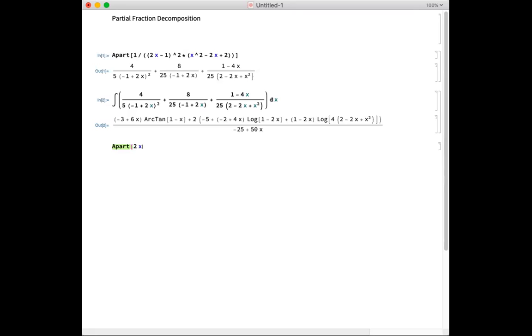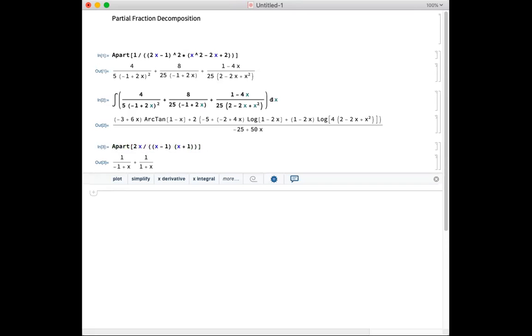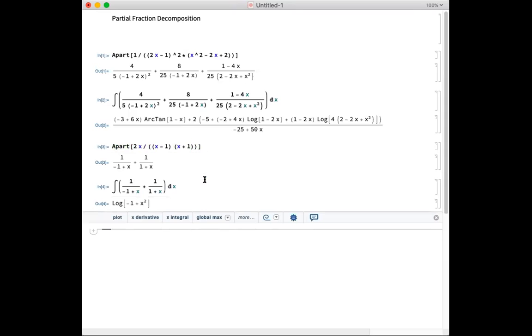So let's see if I want to do something, and I'm not even going to try to make this one necessarily difficult or non-difficult. I'll just do something with linear factors. 2x over x minus 1 times x plus 1. So there's my entire denominator, and then make sure I close it off. And there's that one. It's 1 over x minus 1 plus 1 over x plus 1. And then if I needed to integrate that, I could say integral with x, and it would integrate it for me.